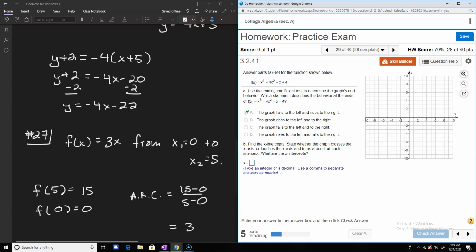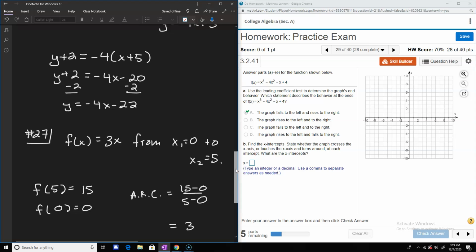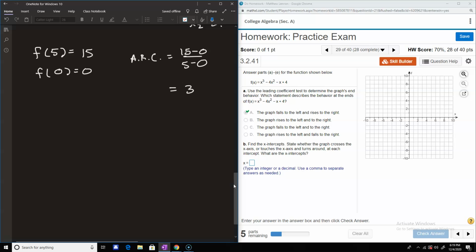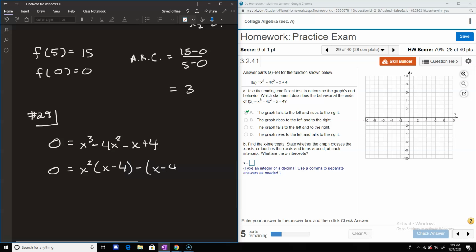Find the x-intercepts, state whether the graph crosses. You can actually find the x-intercepts here by factoring this by grouping. So if we look at number 29 here, I'll show you how to do that. So to find the x-intercepts, you set y equal to 0, so we have x cubed minus 4x squared minus x plus 4. So the first two, we can take out x squared, and then we'll get x minus 4. And if we take out a -1 from the second pair, we also get x minus 4.